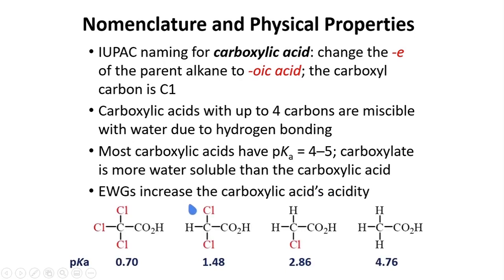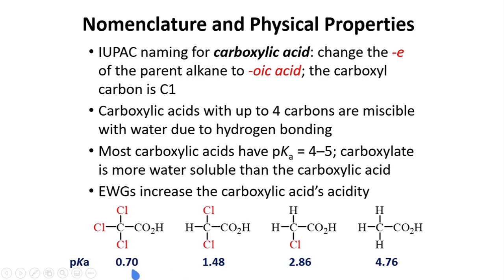Electron withdrawing groups increase the carboxylic acid's acidity. The pKa of acetic acid is 4.76. If you add 1 chlorine atom at C2, the pKa drops to 2.86. It means it's becoming more and more acidic. 2 chlorines, 1.48, and 3 chlorine atoms brings the pKa down to 0.70.